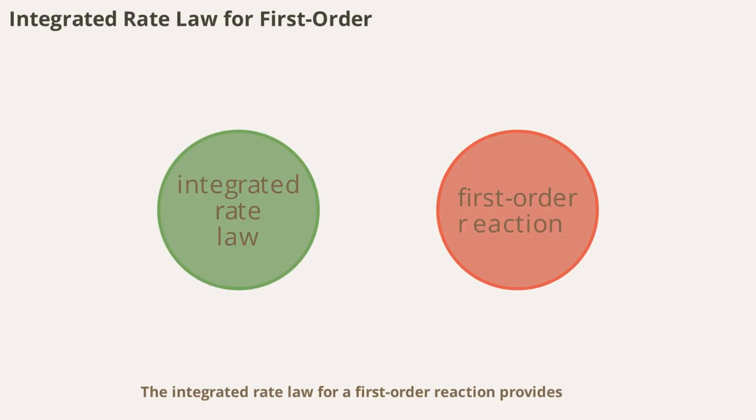The integrated rate law for a first-order reaction provides a direct relationship between the concentration of reactant and time. It's expressed as ln([A]0/[A]) equals kt, where [A]0 is the initial concentration, [A] is the concentration at time t, and k is the rate constant. This equation allows us to calculate how much reactant remains after a certain period, which is crucial for both laboratory experiments and industrial applications.